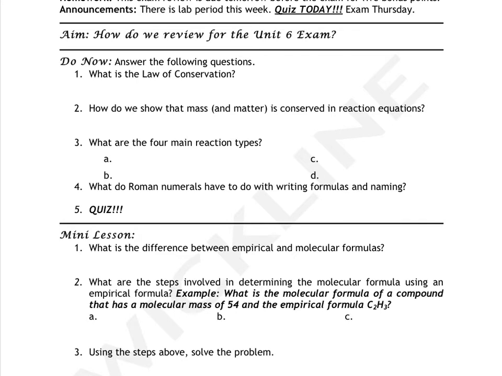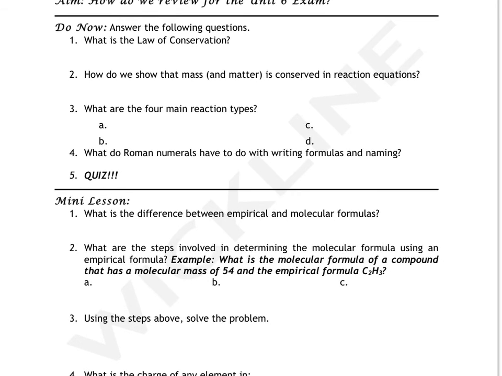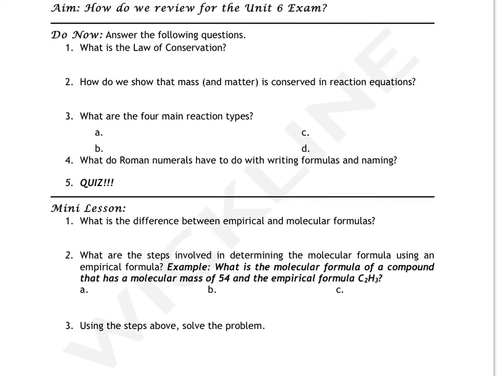All right, so what is the law of conservation? How do we show that mass and matter is conserved in reactions? What are the four main reaction types? What do Roman numerals have to do with writing formulas and naming? And those are your questions for the do now. So write those down and don't answer them yet, but those will be right after the aim. Those will be the first things in your classwork section of notes for the day.